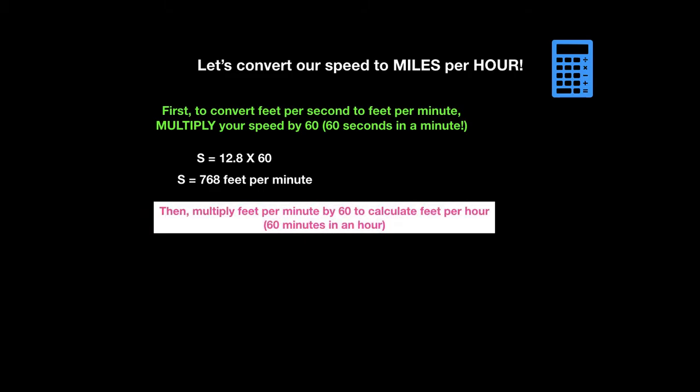Now I'm going to multiply feet per minute by 60 again to calculate the feet per hour because there are 60 minutes in an hour. So I'm going to take my 768 feet per minute and multiply it by 60. My speed is now 46,080 feet per hour. That would be a lot of feet to go in an hour.